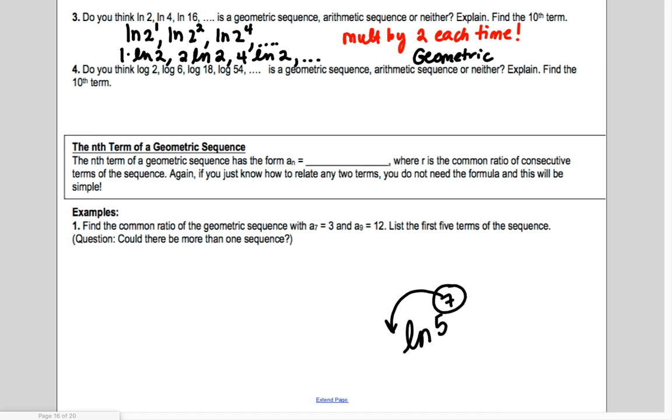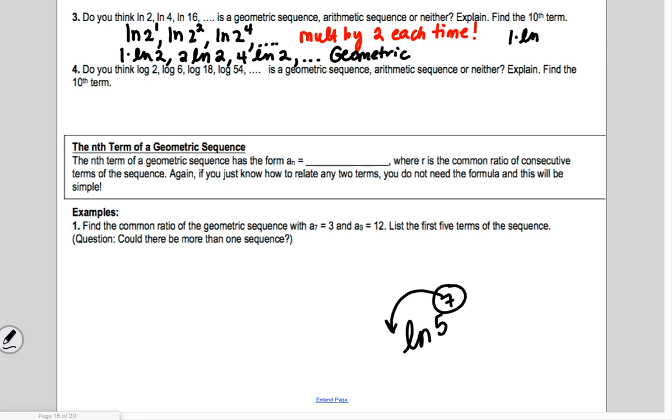I guess I said find the 10th term. I got to make some room, huh? I didn't give you much room. So how do I find the 10th term? Let's think about these numbers. This was 1, 2, 4, right? So each time I'm multiplying by 2, so if I start with my first term, and I want to get to the 10th term, I got to multiply by 2 how many times? To the 9th, right? So it ends up being 2 to the 9th times natural log of 2. That's going to be the 10th term.